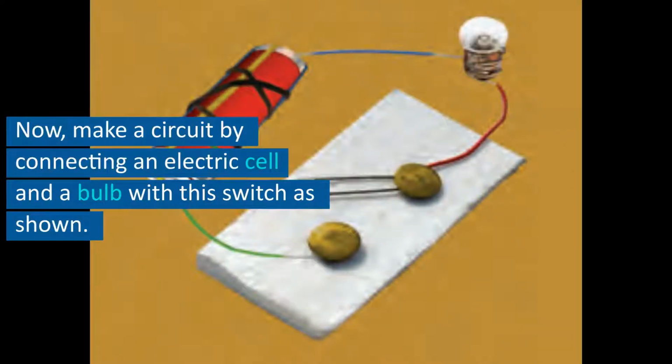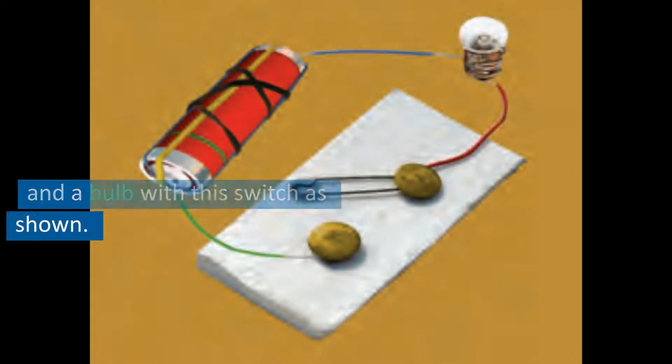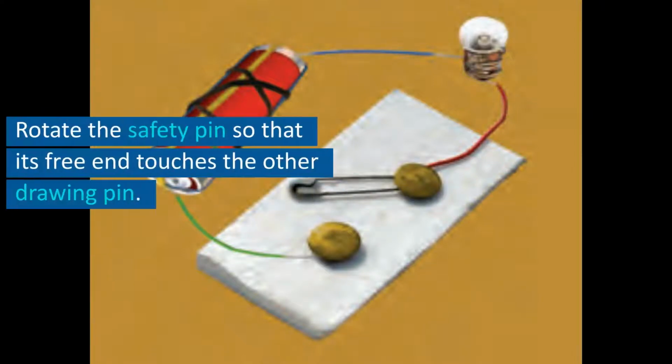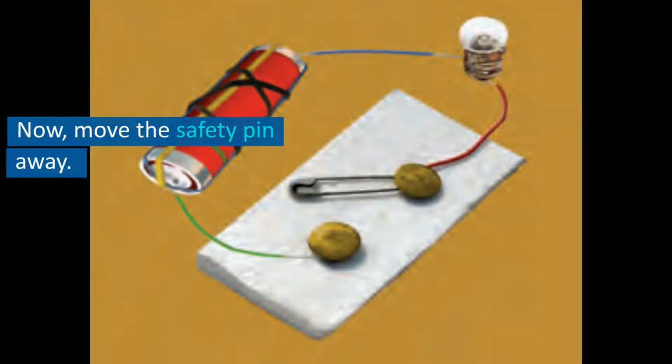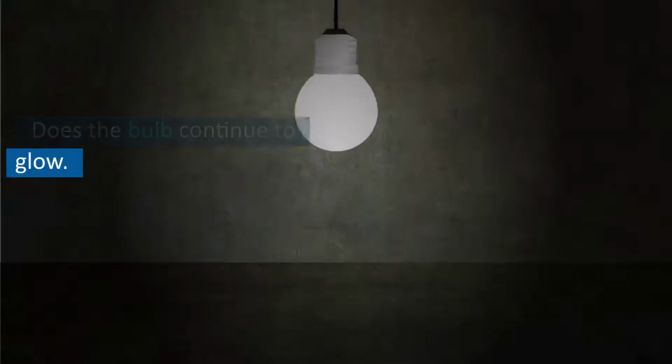Now, make a circuit by connecting an electric cell and a bulb with this switch as shown. Rotate the safety pin so that its free end touches the other drawing pin. Now, move the safety pin away. Does the bulb continue to glow?